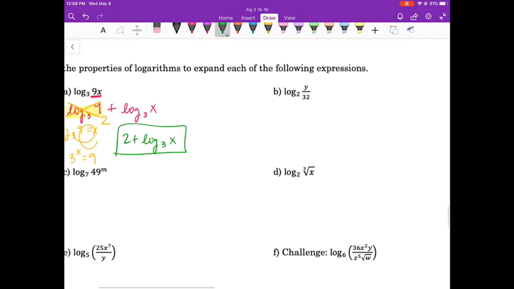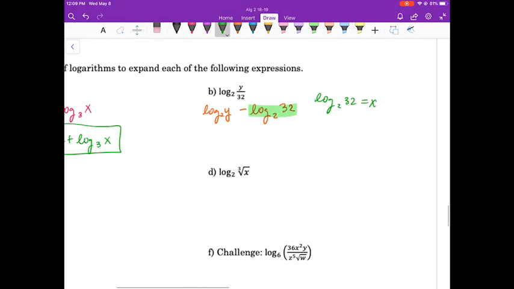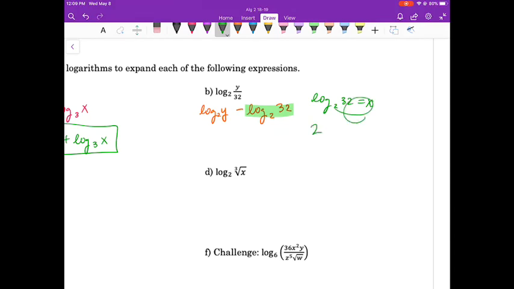In B, same idea, we just have our quotient property at play, which is going to be the log of your numerator, base 2, same base, minus the log of your denominator. Now we can't reduce log base 2 of y, but our log base 2 of 32 we are going to be able to evaluate. So if I have log base 2 of 32, I can set it equal to x, log loop it, and say 2 to what power gets me 32? Oh, 2 to the 5th is 32. So we swap out log base 2 of 32 with 5. So then our final answer, we just have log base 2 of y minus 5.